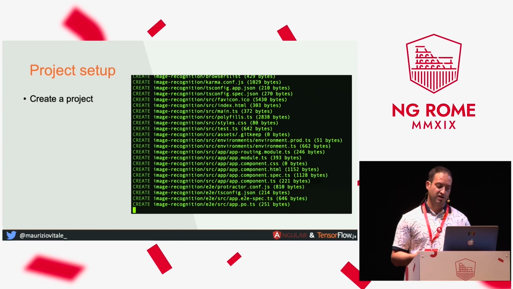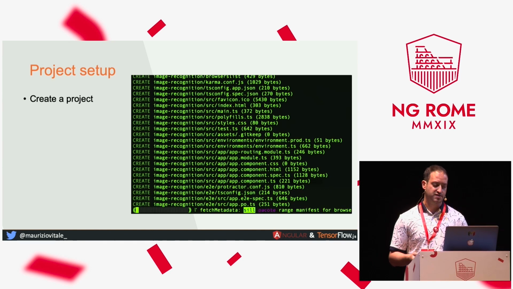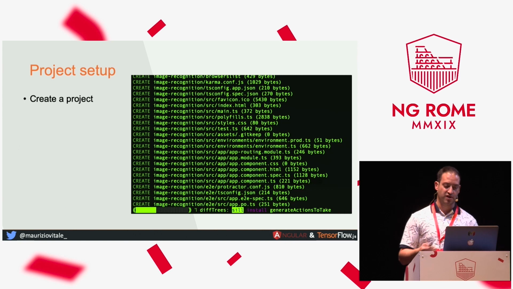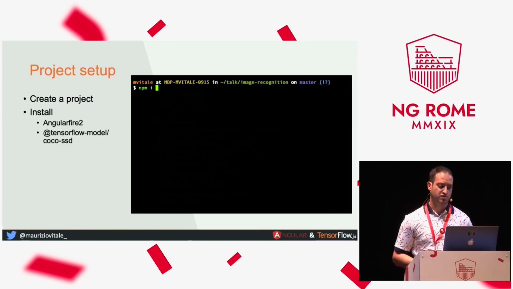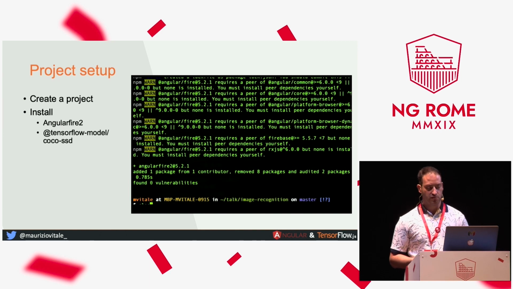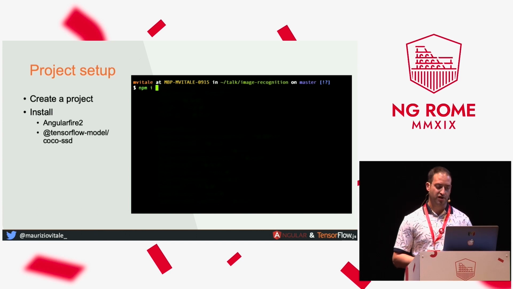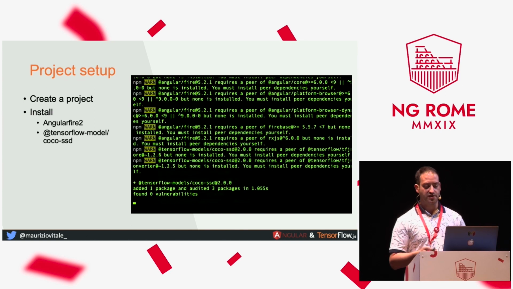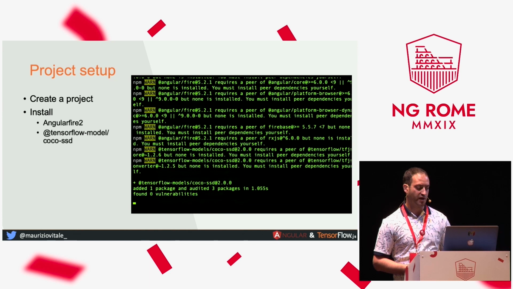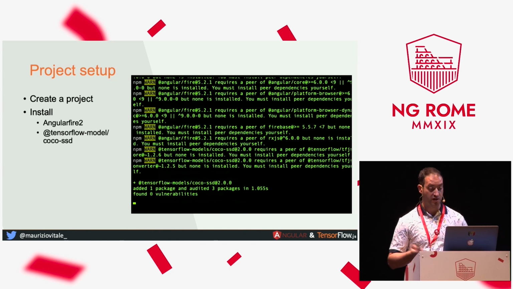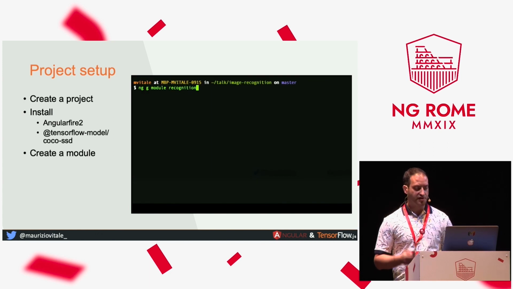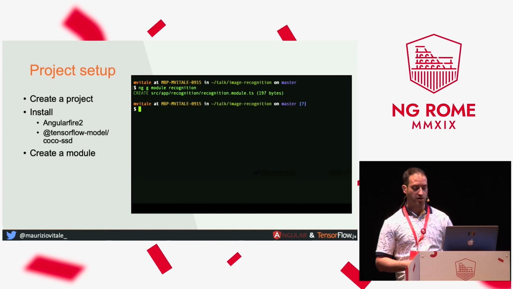The next step is to install the dependencies that your project needs. In this case, I'm going to install AngularFire 2, which allows us to use Angular Firestore and Angular Storage. So I'm just running npm install with AngularFire 2. And we need to do the same to install the Tensorflow.js model that is called CocoSSD. In addition to that, you can even install all the other dependencies, such as Angular Material or all the other dependencies that you want. And as a final step, I'm generating a new module. In this way, we could even lazy load this module only when it's needed.